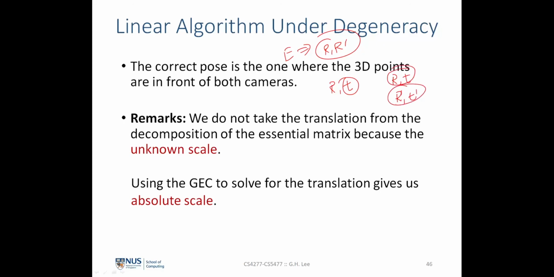We'll check for the solution such that the 3D points lie in front of both cameras. For example, if R and t give us the configuration such that all the 3D points lie in front of the camera, then we will choose this as the correct solution. As I mentioned earlier, we do not take the translation vector from the decomposition of the essential matrix because of the unknown scale. In the case of the generalized epipolar geometry, we are able to get the absolute scale because of the knowledge of the metric scale in the intrinsic value of the translation.